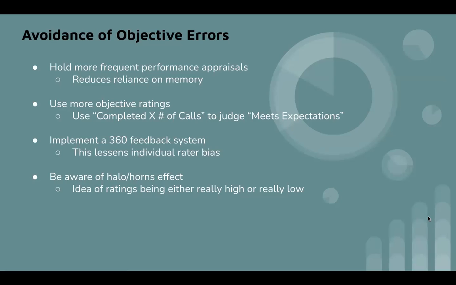The next section is to implement a 360 feedback system. So what this does is lessen the individual rater bias and it allows him to rate himself as well. The last section is to just beware of the halo and horns effect. So this is just the idea of the ratings either being really high for salesperson 1 and 2 or really low.